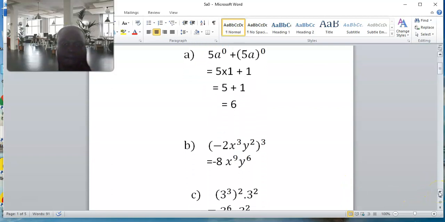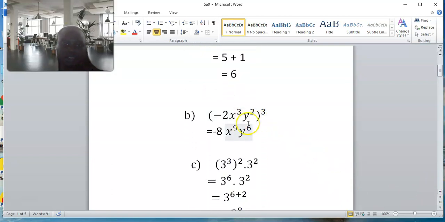Then b says, in brackets, negative 2x exponent 3 y exponent 2, all exponent 3. But remember, this exponent 3 is affecting everything in the bracket. It's affecting negative 2. So negative 2 exponent 3 is going to give us negative 8.